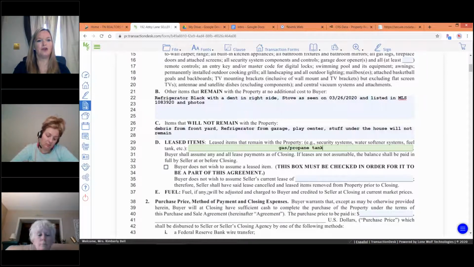Under E, it says fuel, if any, will be adjusted and charged to the buyer or credited to the seller at closing at current market prices. Do you see that? Yes. But you need to address it. How is it going to be addressed? More times than not, we don't have a propane tank, so we're going to say NA.